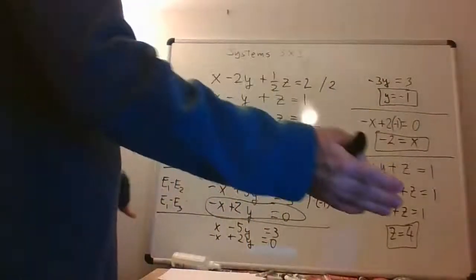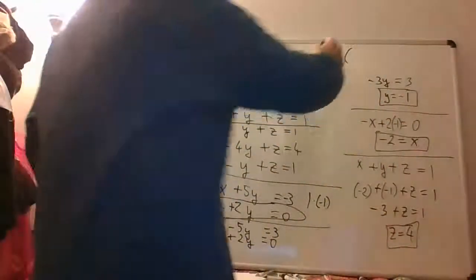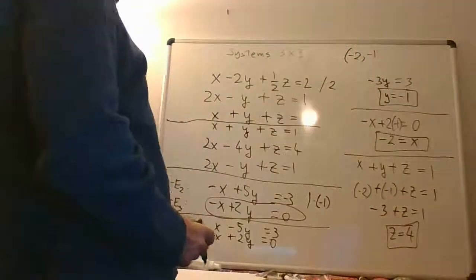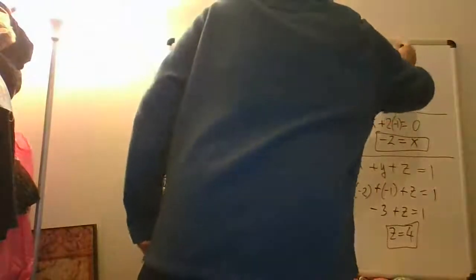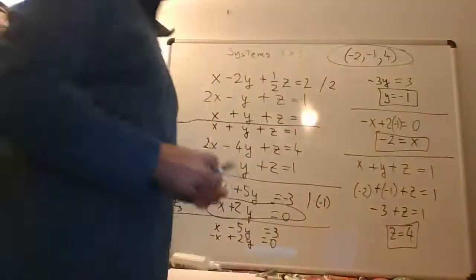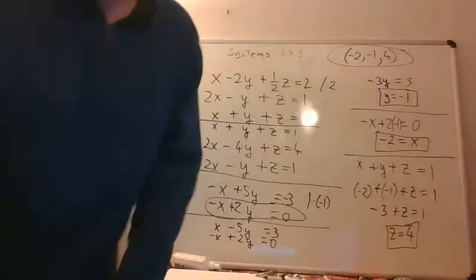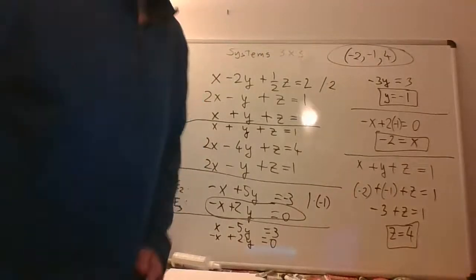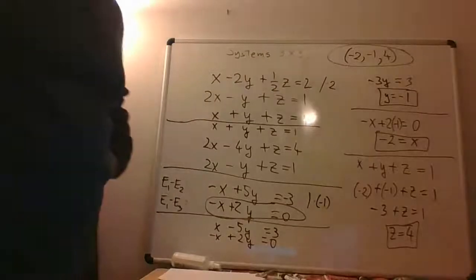So what we have here is the complete solution now. The solution is, what is the solution? Okay, x is -2, y is -1, and z is 4. I hope I didn't make a mistake anywhere. Right? Yeah, -2, -1, and 4.